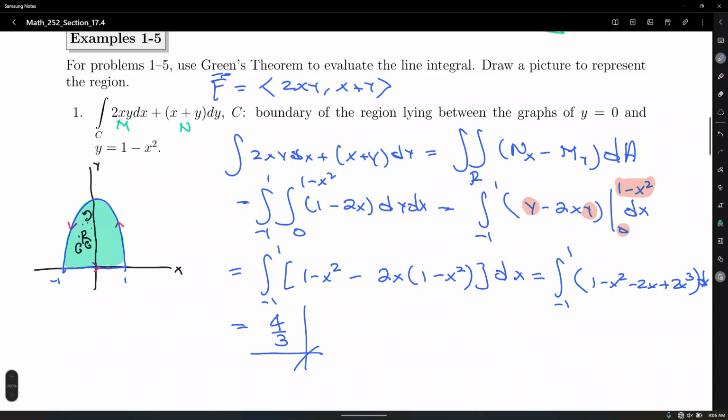Another way to say this is that it's about F. That's my hint. It's conservative. Let's check if F is conservative. The partial of M with respect to y is 2x, and the partial of N with respect to x equals 1. These are not equal, so the vector field is not conservative. That means the rotation will not be 0, and the result confirms it.